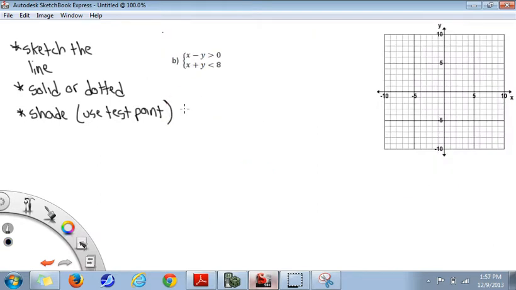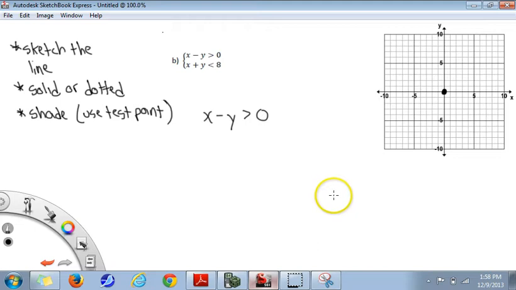Okay, now let's take a look at part B. This time we only have 2 inequalities to graph. For the first one, x minus y greater than 0, finding the intercepts in this case doesn't really help because the intercept is going to be at the origin at 0, 0. And so we need to figure out another point that we could use.